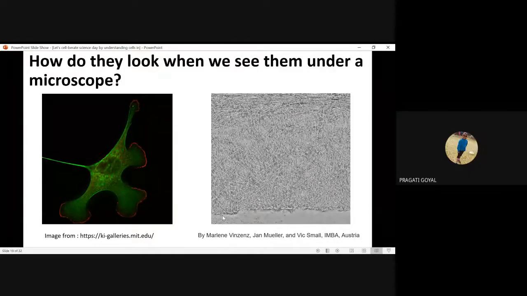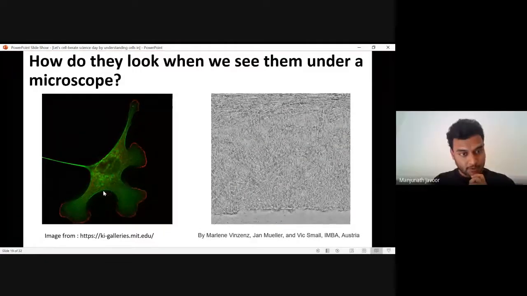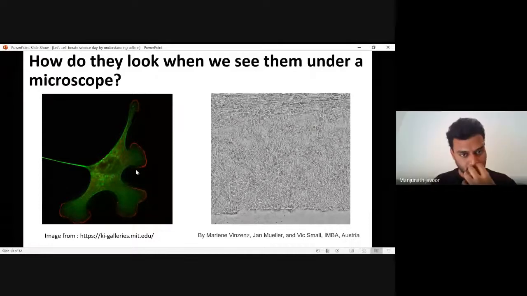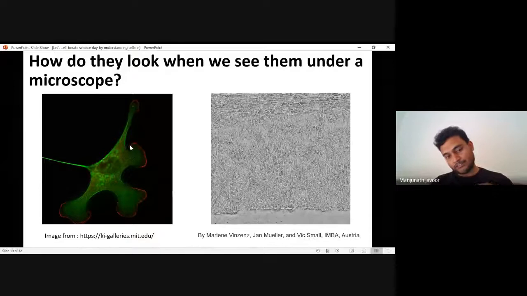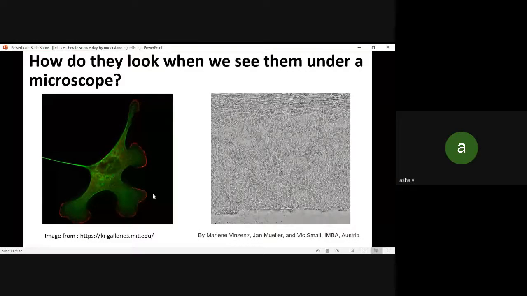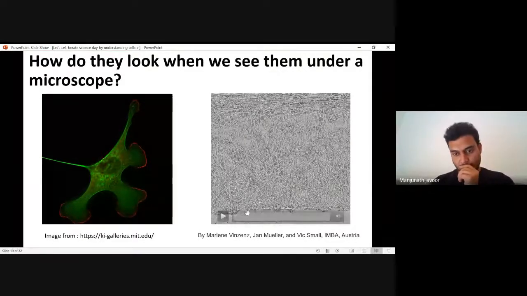How do they look when we see them under a microscope? This is how. That's what I have put in the photo here on the left. Do you see the image? This is how it looks inside the cell, and they have different red and green proteins which are inside the cell, which are labeled. Now on the right side you see the electron microscopy that is being used.